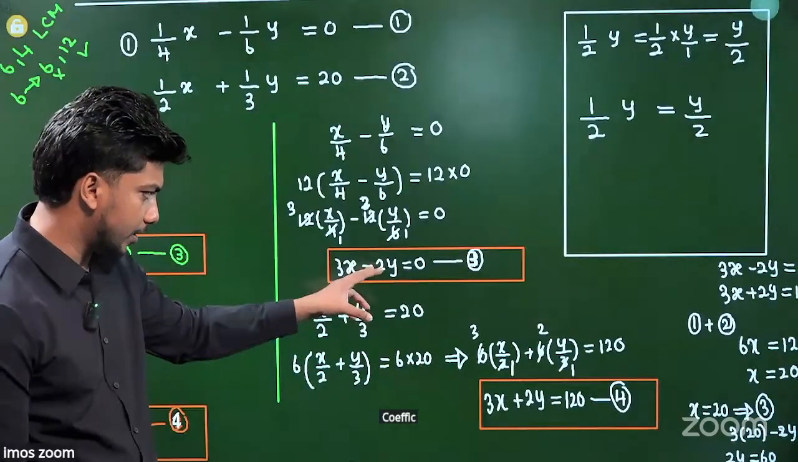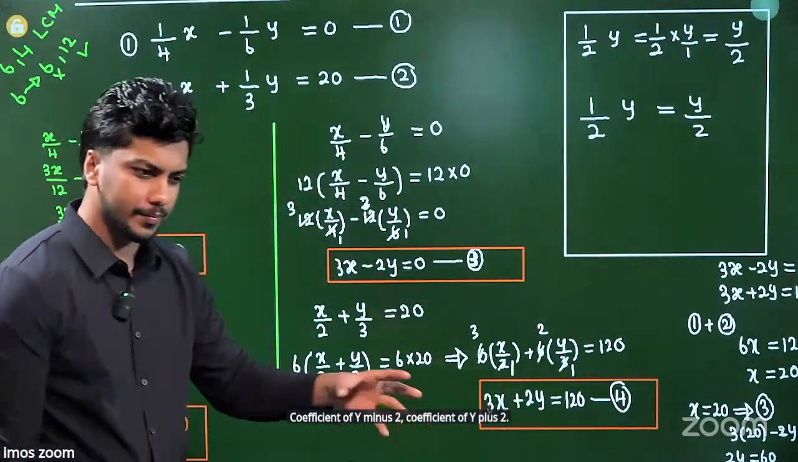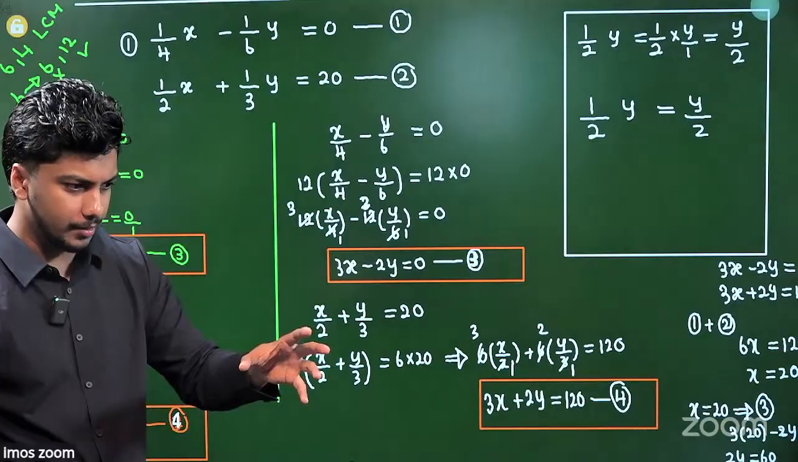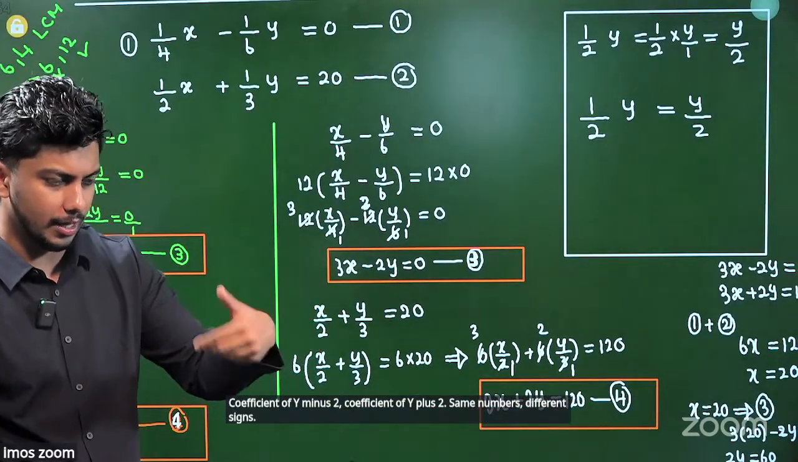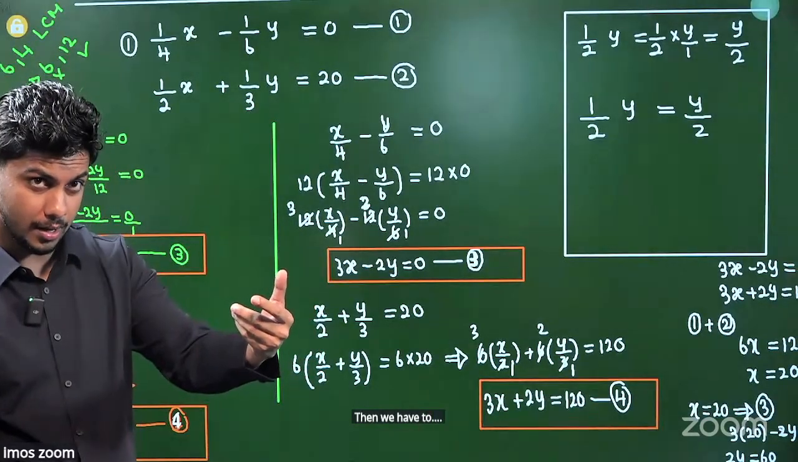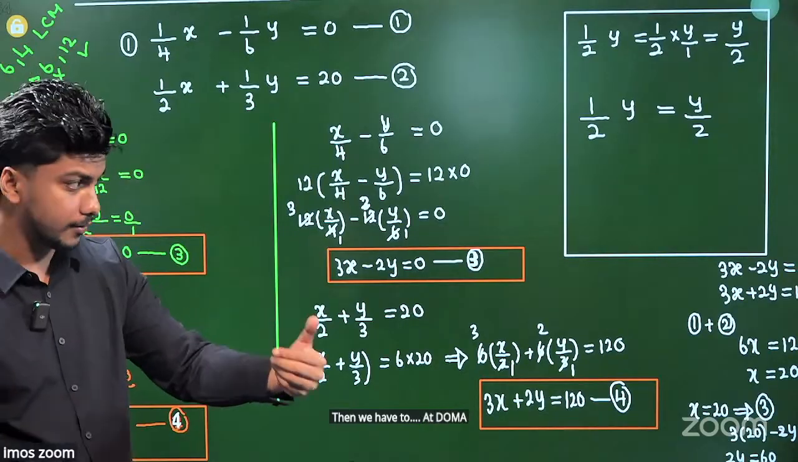Coefficient of y is minus 2, coefficient of y is plus 2. Same numbers, different signs. Then we have to add or subtract.